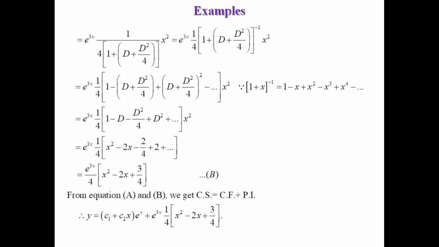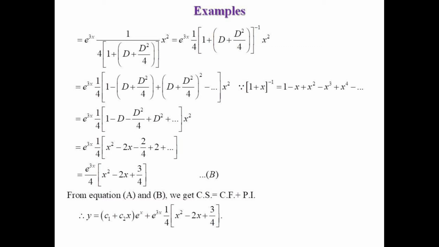So now after simplifying this term, take the term x square to the inner side. So e raised to 3x upon 4, and if we take x square to the inner side, then 1 into x square is x square, minus D into x square. D into x square means the derivative of x square, and the derivative of x square is 2x, as it is minus 1 upon 4 as it is, then D square. D square stands for the second derivative of x square with respect to x, so the second derivative of x square with respect to x is 2. That's why the third term is minus 2 upon 4, plus again the second derivative of x square, which is again 2, and so on. In this way we can easily simplify the example.